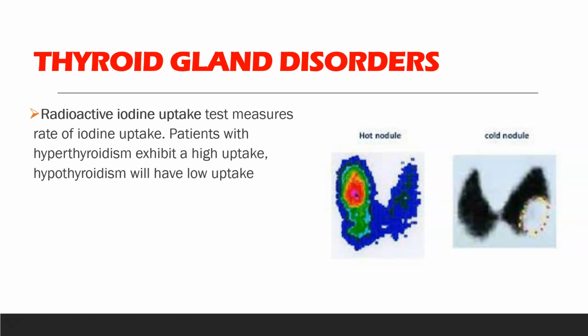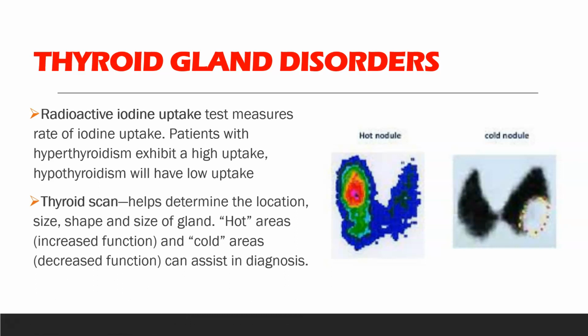Before anything else, I lectured to you last week regarding the diagnostic procedures. This is your radioactive iodine uptake, which measures the rate of iodine uptake, how well your thyroid gland is able to absorb your iodine. If there is a high uptake, it means your gland is hyperactive, hence your hyperthyroidism. And if there is a low uptake of the iodine that is administered to you, it would mean that the patient has a hypoactive thyroid gland, hence your hypothyroidism.